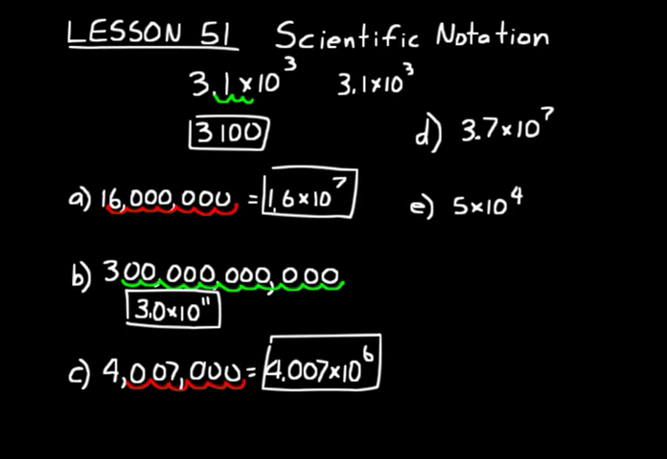Now let's go the other way, and you kind of know how to do this already in problems D and E. Write those in just the standard form that you would write a number. And so what you need to think about there is on 3.7 times 10 to the 7th, you need to move that decimal place to the right 7 places. That's what 10 to the 7th means, is you're moving the decimal place over 7 places.